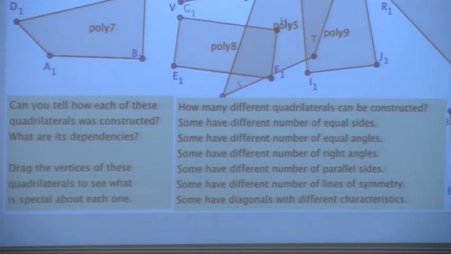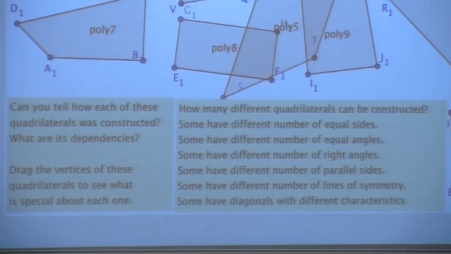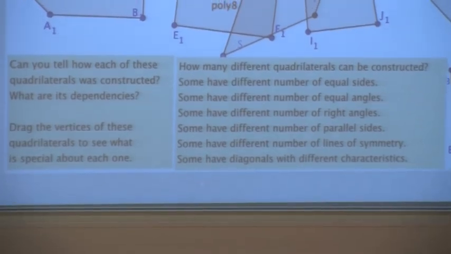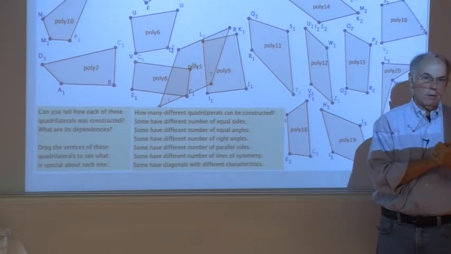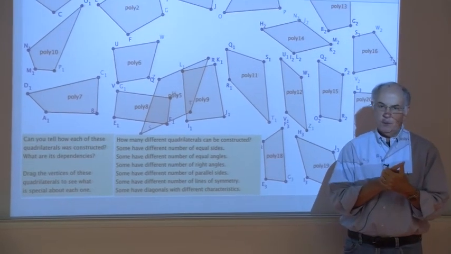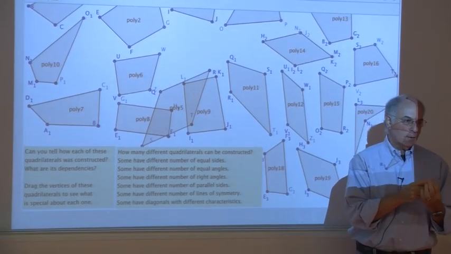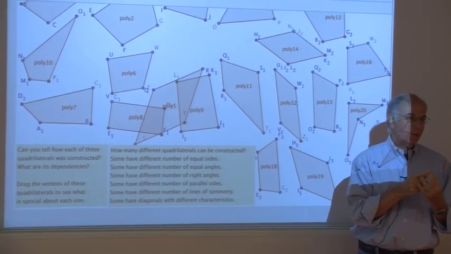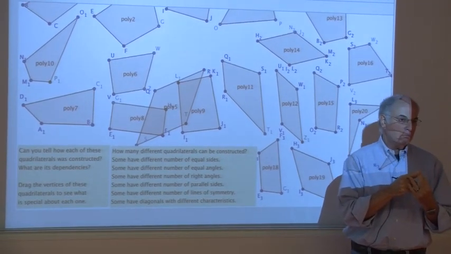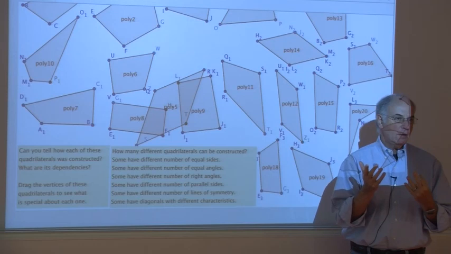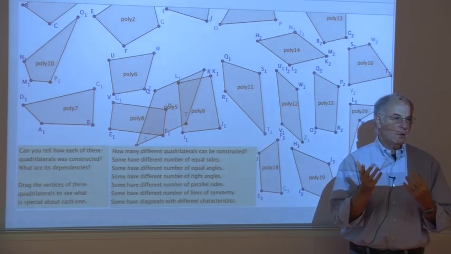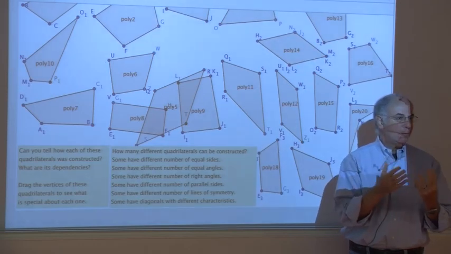And the same with angles. If you have four angles in there, you could have no angles equal, two angles equal, three angles equal, four angles. You can have right angles. How many right angles can you have? Well, a square has four. You could have one right angle, two right angles. Can you have three right angles? Can you have a quadrilateral with exactly three right angles? Why not? You can have 2 and 4. Why not 3?